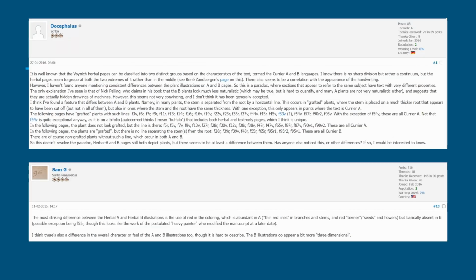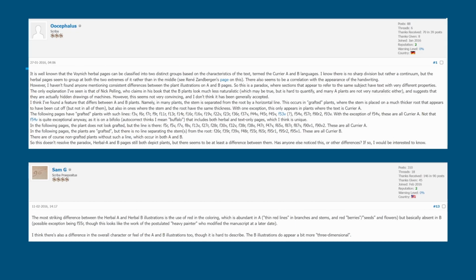As far as we are aware, all previous observations are limited to a 2016 thread on the Voynich.ninja forum. First, forum member Lars Dietz, writing under the name Oocephalus, noticed a difference in the way plant stems connect to their roots. Only in A folios, the artist sometimes separates stem and root with a little line. Before the current research, this stem-root line was the only difference we knew of in the pen drawings of both subsections. The other difference concerns paint colors.